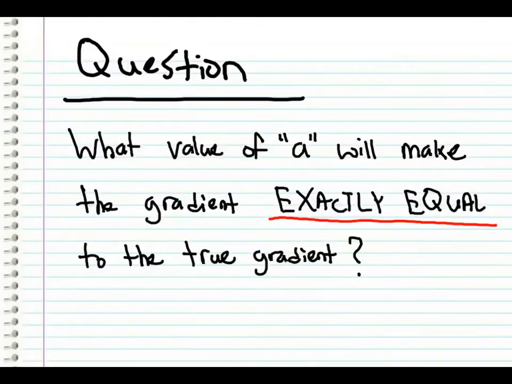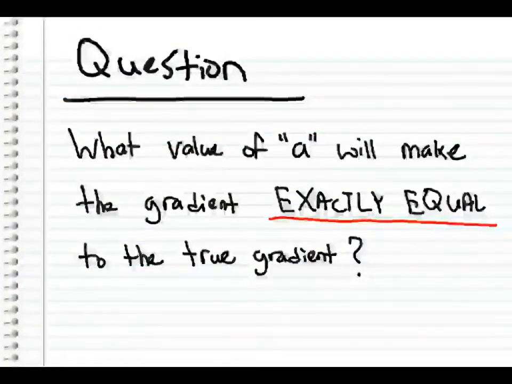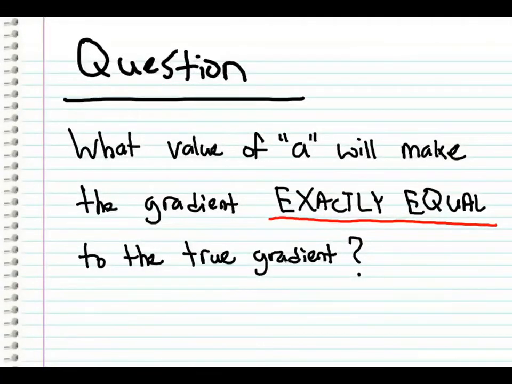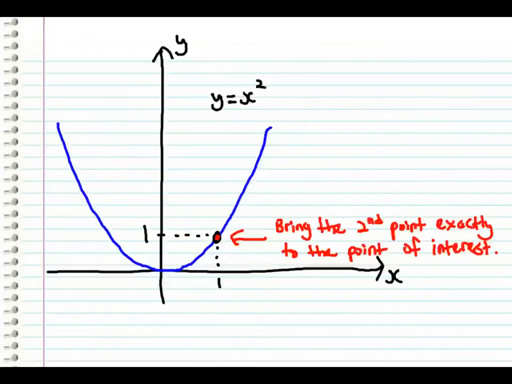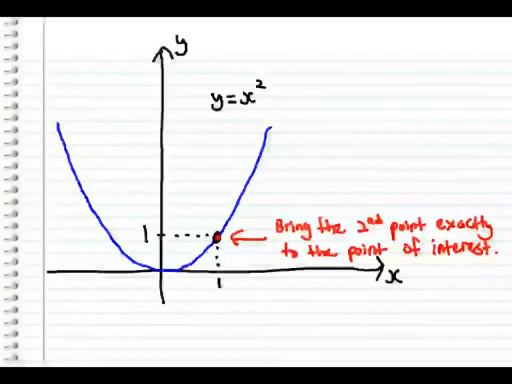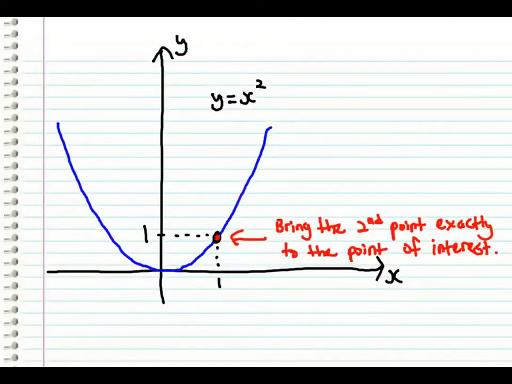Now, what value of a will make the gradient of this line exactly equal to the actual gradient? We know that the approximation of the gradient becomes better if we bring the second point as close as possible to the first point. Therefore, why not we bring the 2 points together?